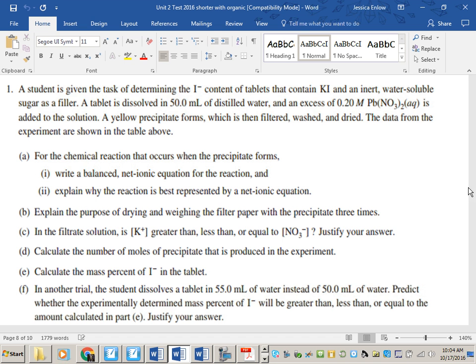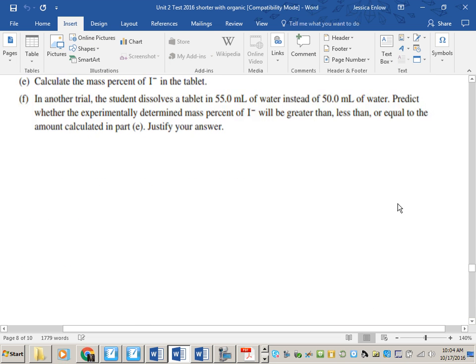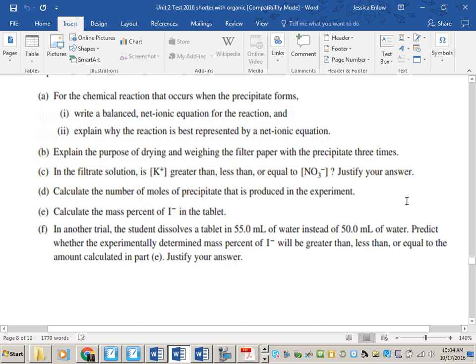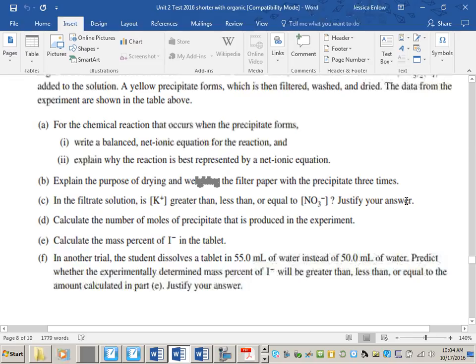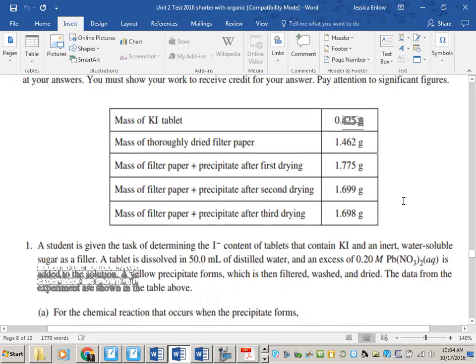And then lastly, my board is frozen here, okay. On the part where you're talking about the moles of precipitate produced in the experiment, that is coming from the data table. The data table tells you the mass of thoroughly dried filter paper versus the mass of precipitate in this experiment.